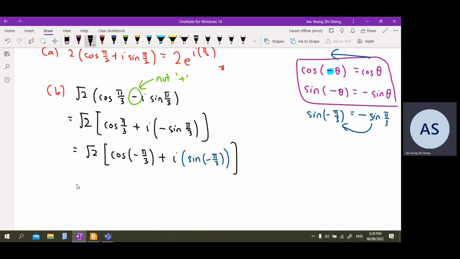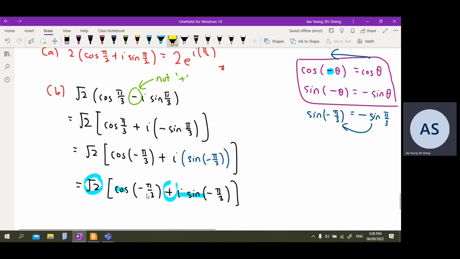Now to make it more obvious to everyone, I will just write one more line of working here, where I remove one layer of the blue color bracket, and this is the same as I sine minus pi over 3. And now it should be very clear that your number satisfies the modulus argument form, because you have a positive constant at the front. Inside the bracket, you have the form cos followed by I sine, you have a plus in the middle, and you have the same angle. Then this is now in modulus argument form.